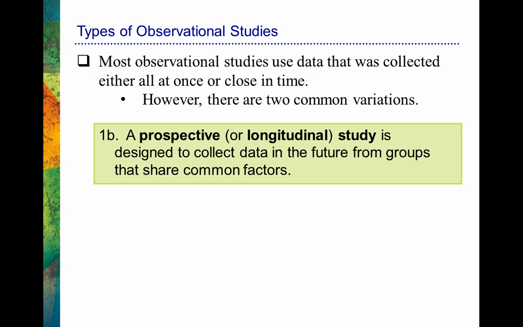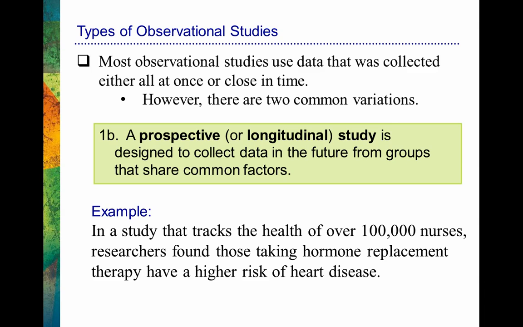I said there were two common variations of these observational studies, and this other one is a prospective or longitudinal study. That alternative term, longitudinal, helps you understand that we're looking long range, often into the future. A prospective study is designed to collect data in the future from groups that share some common factors. Here would be a good example of that.